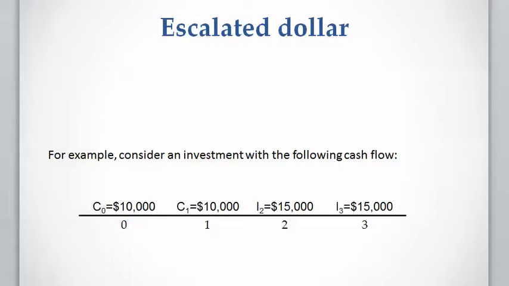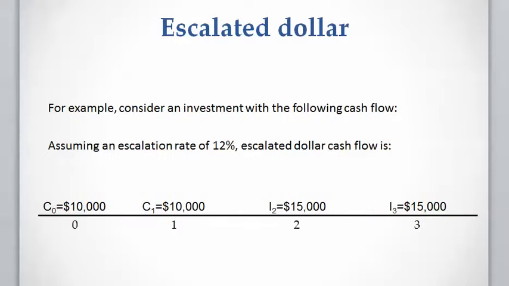So let's work on this example. Assume this cash flow. We are going to have investments of $10,000 at the present time and in year one, and we are going to have an income of $15,000 at year two and year three. So let's calculate the escalated dollar cash flow for this investment considering the escalation rate of 12%.